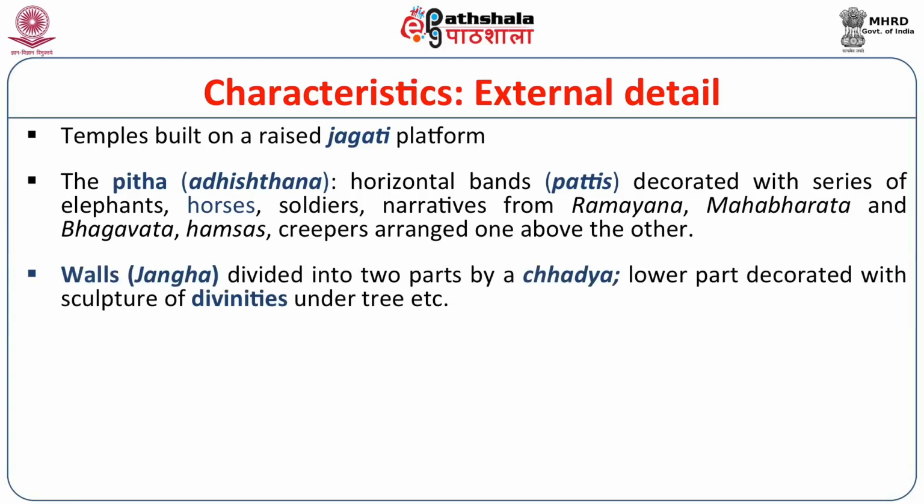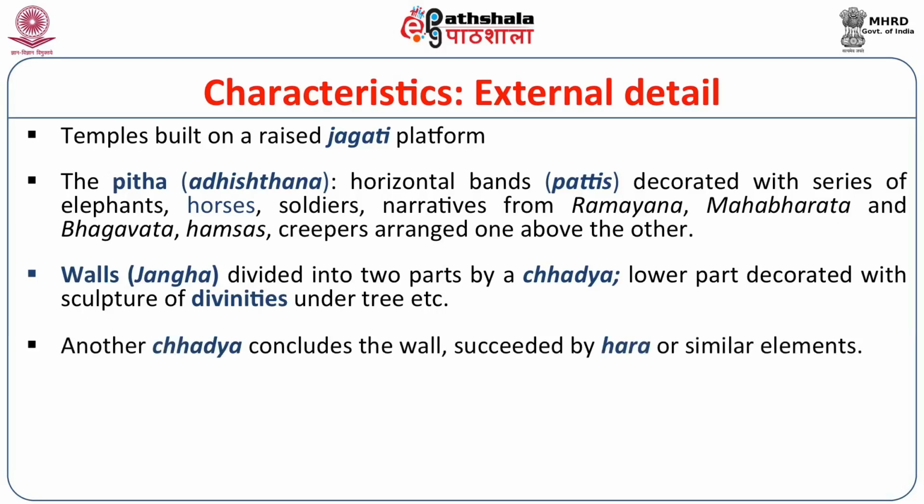The wall, also called Jangha, is divided into two parts by a chadya. The lower part is decorated with sculpture of divinities under trees, etc. Another chadya concludes the wall, succeeded by hara or similar elements.